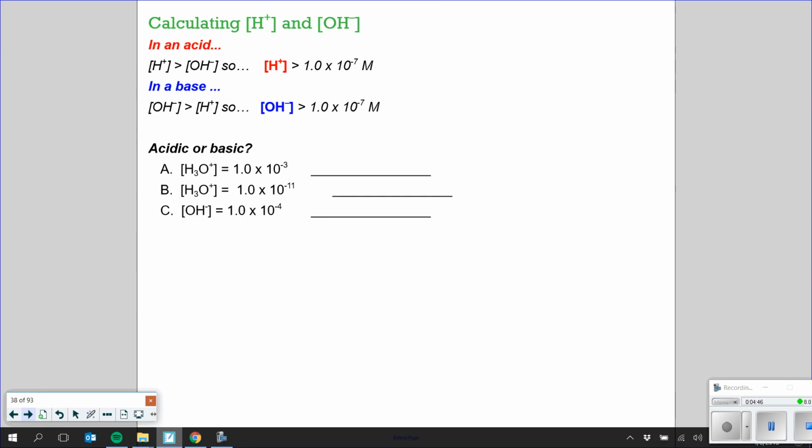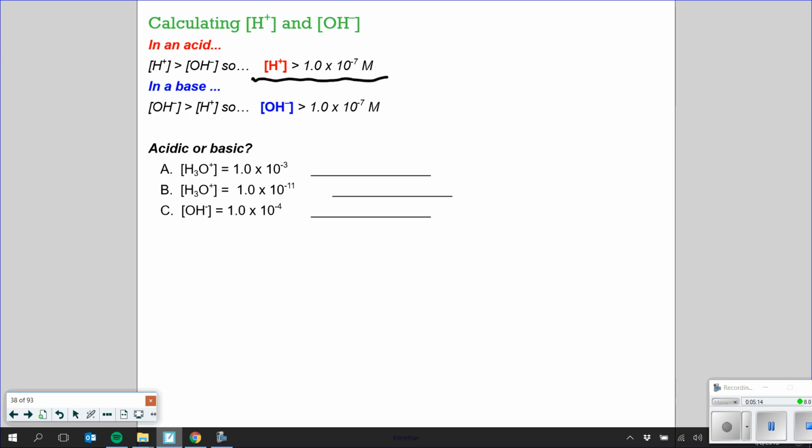If you have an acid, that means your concentration of hydrogen ions is going to be greater than your concentration of hydroxide ions. So your concentration of H+ ions is going to be greater than 1.0 times 10 to the negative 7th molar, because 1.0 times 10 to the negative 7th was what it was when it was neutral. And now in an acid, it's going to be greater. In a base, the opposite is true. The hydroxide concentration will be greater than 1.0 times 10 to the negative 7th.